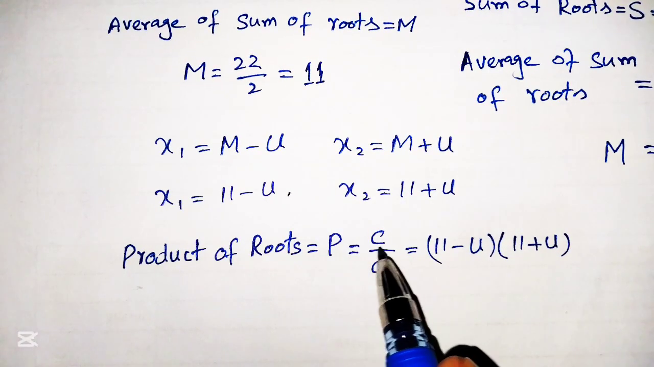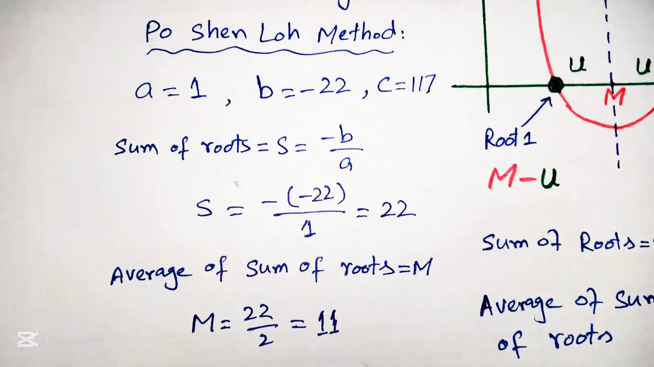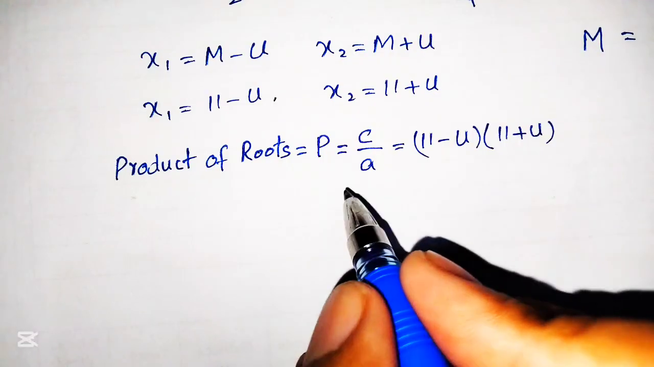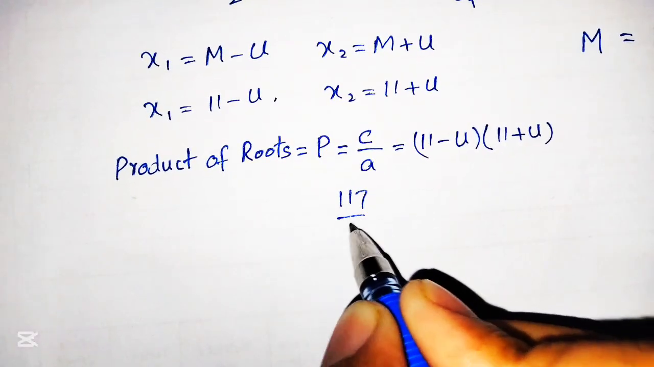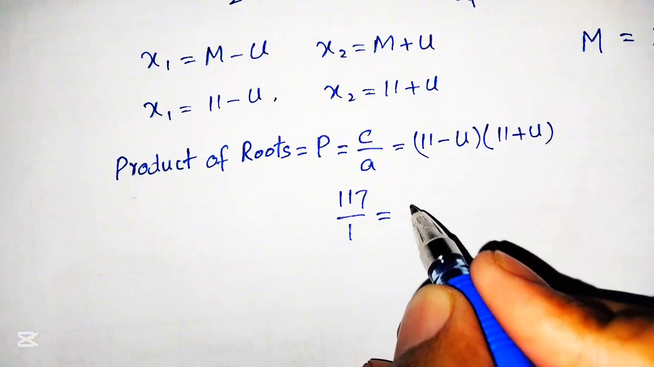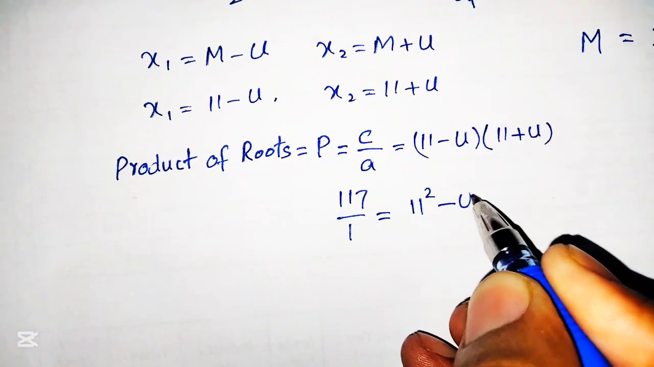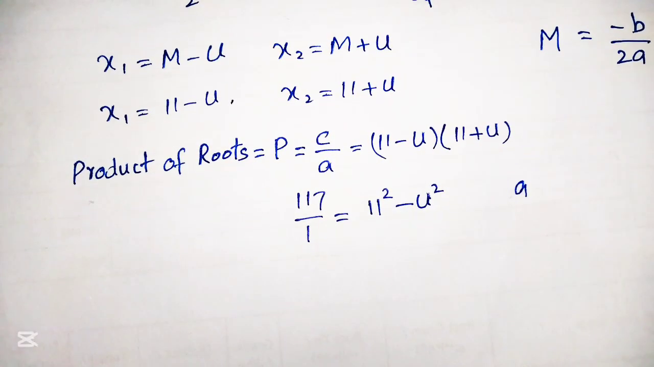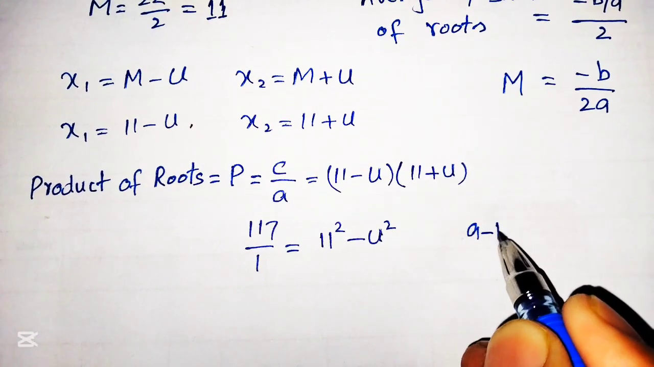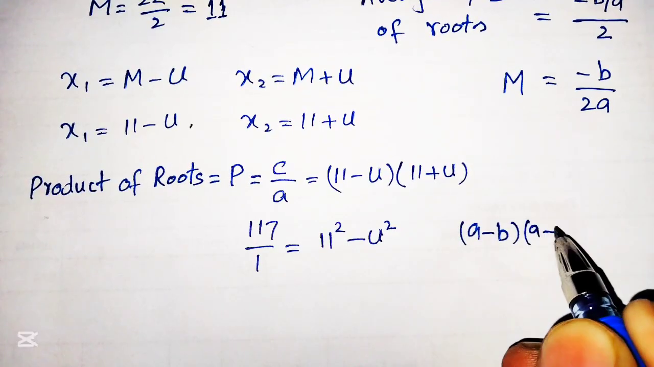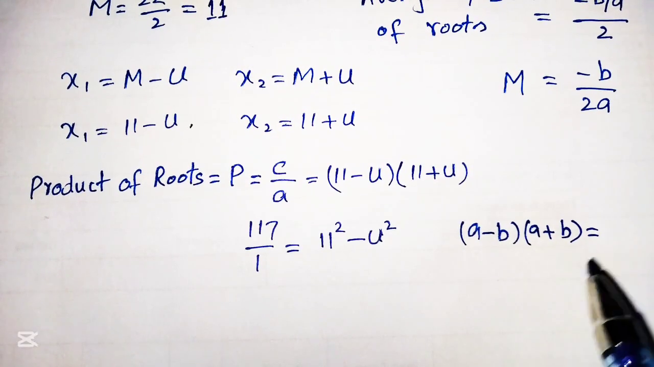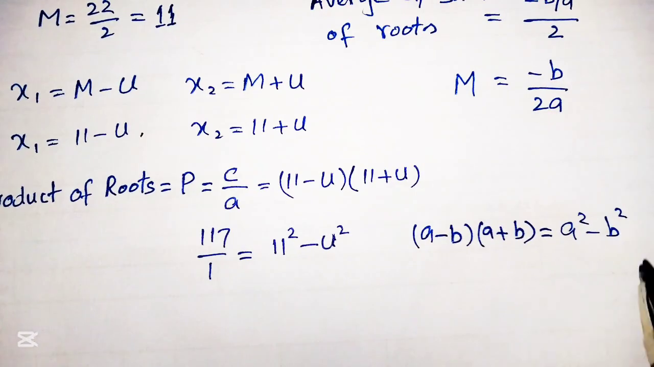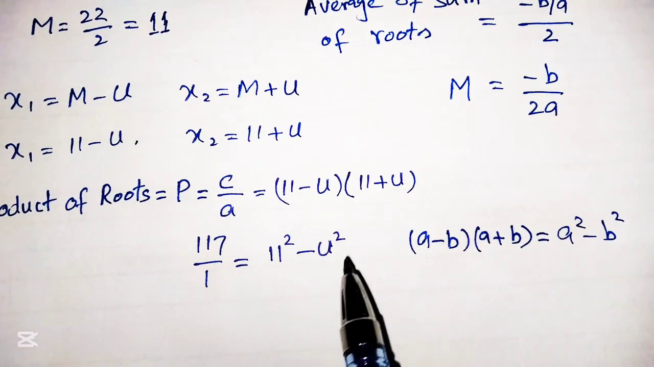Now if we put the value of c and a here, as c is equal to 117 and a is equal to 1, we will get 117 over 1 is equal to 11 squared minus u squared, which is in accordance with the formula a minus b times a plus b is equal to a squared minus b squared. So using this formula, we write these two terms as this.